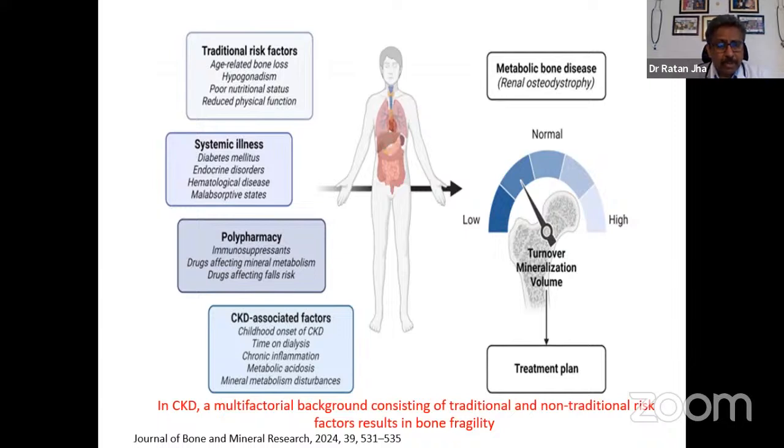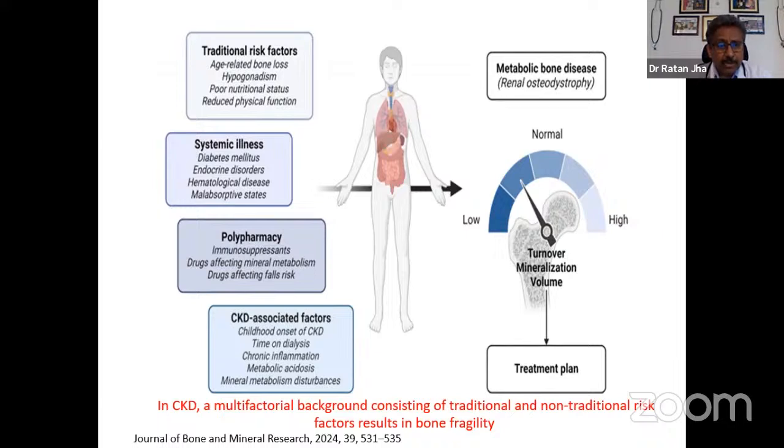Polypharmacy is a very important point to remember: patients of chronic kidney disease are getting multiple drugs because of the associated comorbidities, including immunosuppression, which can have an effect on bone health, like steroids; drugs affecting mineral metabolism, like diuretics; and drugs affecting the risk of fall, particularly the gabapentin group of drugs given for pruritus and pain.